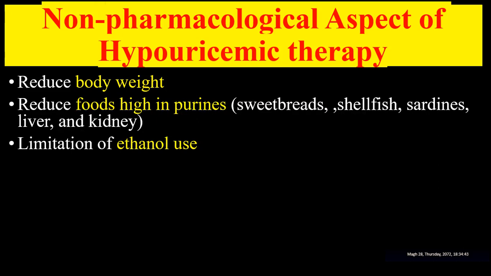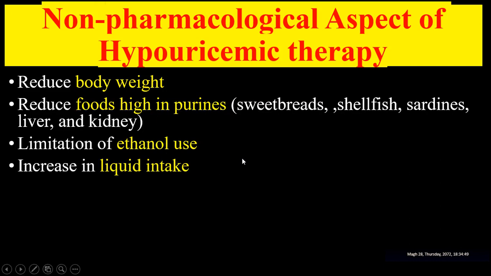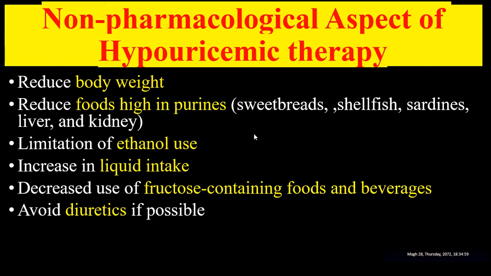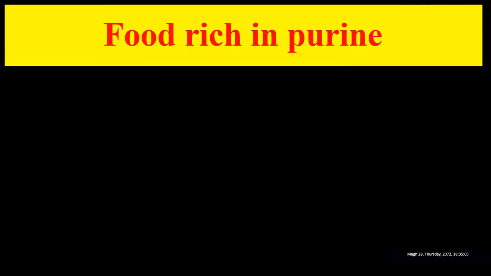Now, the non-pharmacological aspect of hypouricemic therapy, as you all know: body weight, food high in purines has to be resisted, ethanol use has to be limited, especially beer, liquid intake has to be increased, and fructose containing foods and beverages, that is Coca-Cola and all that, should be avoided. Diuretics like thiazides and furosemide also cause excessive uric acid, so these have to be avoided.